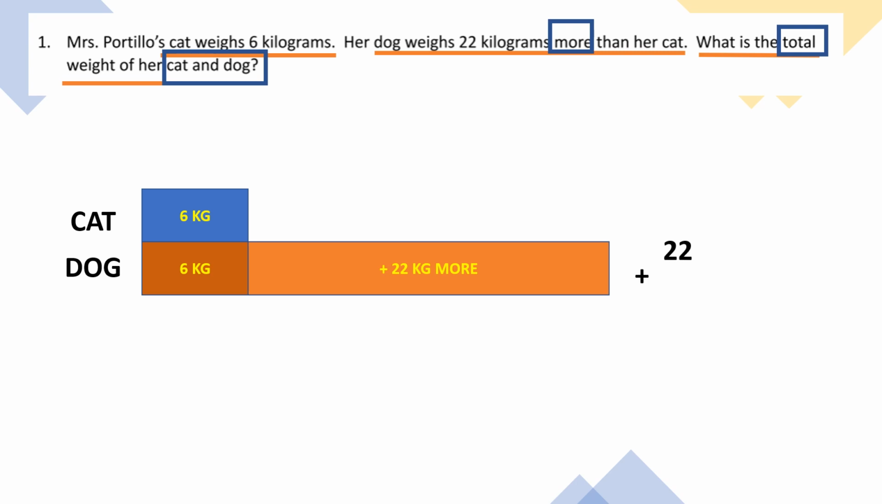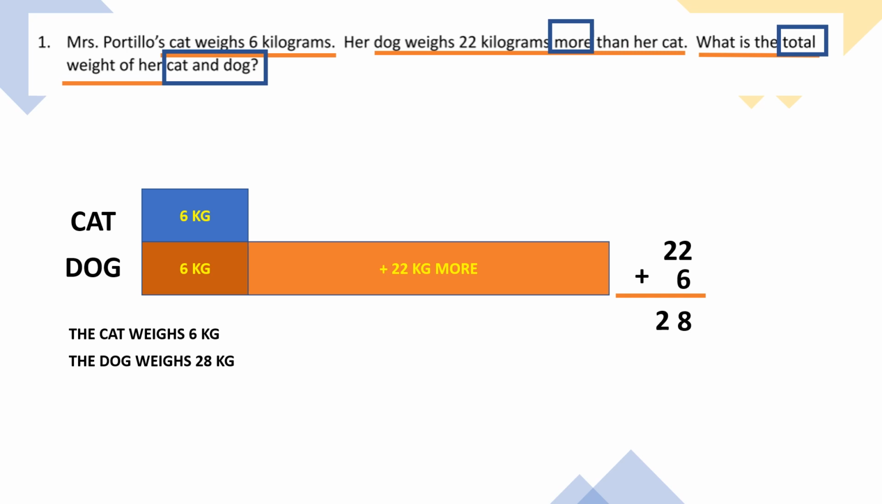So we have 22 plus 6. So we're going to write 22 plus 6 so that we can figure out the weight of the dog. As always, we start with the ones place. 2 plus 6 is 8. 2 plus 0 is 2. So that means that the dog weighs 28 kilograms. Now we know that the cat weighs 6 kilograms and the dog weighs 28 kilograms.